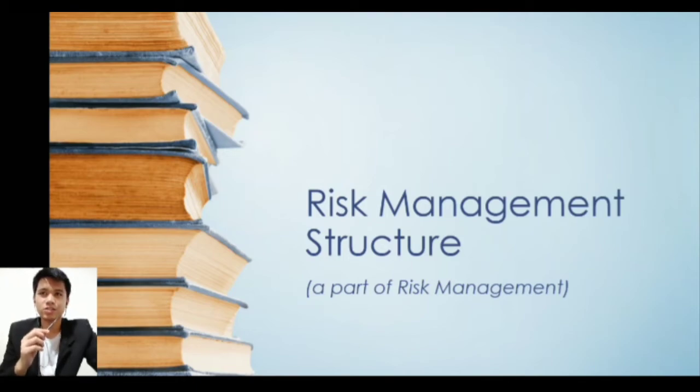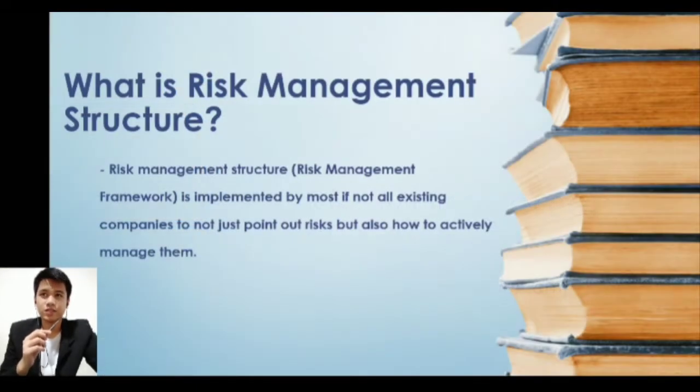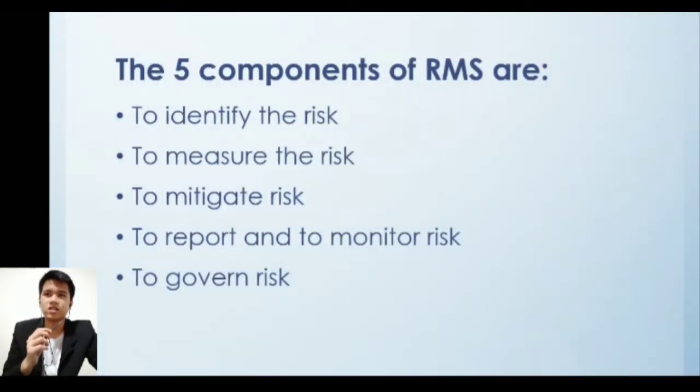What is a risk management structure? A risk management structure, or risk management framework, is implemented by most, if not all, existing companies to not just point out risk but also how to actively manage it. As we all know, returns and risk always go hand in hand, two sides of the same coin. The RMS has at least five components, and these are: to identify the risk, to measure such risk, to mitigate the risk, to report and monitor the risk, and to govern the said risk.